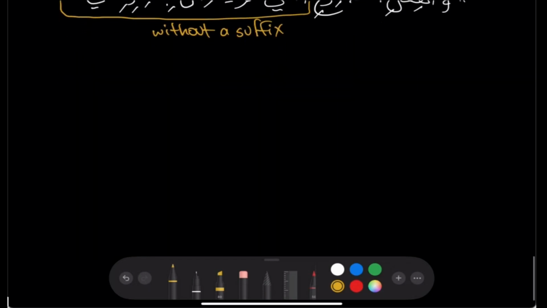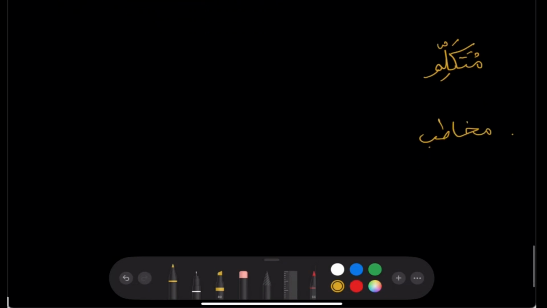Okay. And then we looked at the fi'l mudari'. Let's review it right here now. Start this way here. 3 gears, I'm going to say. First gear is mutakallim, speaker. Second gear is mukhatab, spoken to. Third gear is ghaib, spoken about. Speaker, spoken to, spoken about. That's what they call in English person. First person, second person, third person. I'm going to call it gears.